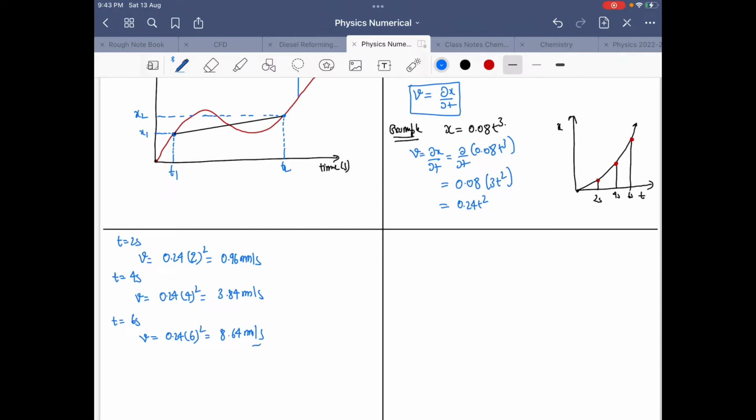So you will see your velocity at that instant of time come out to be 0.96 meter per second, then 3.84 meter per second, and then at last for the 6 seconds it is 8.64 meter per second. So what are these values? These values are the slope at this instant of time. For 2 seconds, this is the slope at this point, this is the slope at this point, and the third one is the slope at this point. So the slope of the x versus t graph at any instant gives you the velocity.